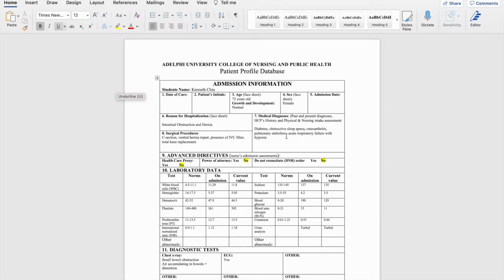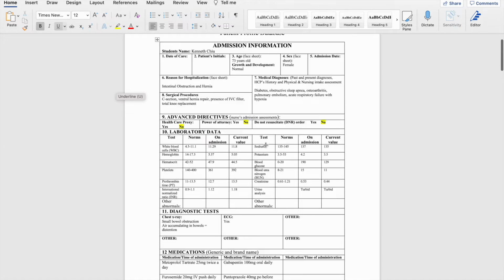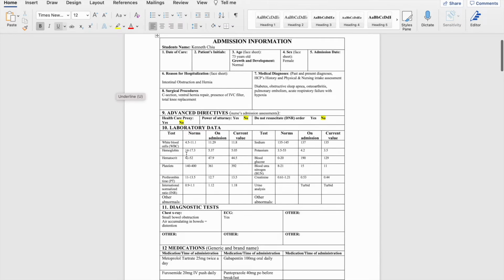So as we can see, this patient had a lot of medical history, and this stuff is important because we want to be able to apply this into our care of the patient. We also have to note any surgical procedures that this patient had. This patient had a C-section, a ventral hernia repair, and the presence of an IVC filter and a total knee replacement. Again, here are some lab values for this patient during their care.